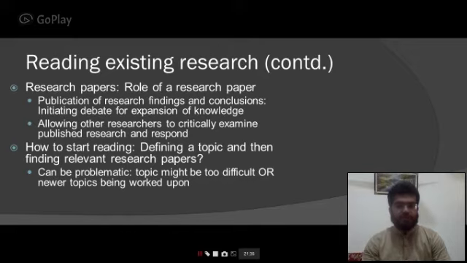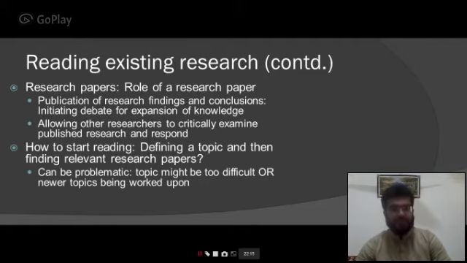Now in order to look at how to make this reading of research papers more productive, I want to direct your attention to the role of a research paper and its publication. See, a research paper is published because the researcher wants to share his findings and conclusions with the community of scholars. So through this publication, he actually initiates a dialogic process for expansion of knowledge.